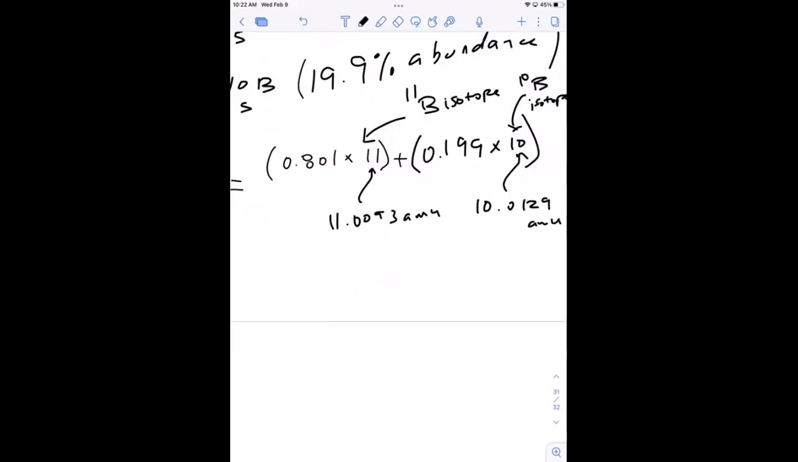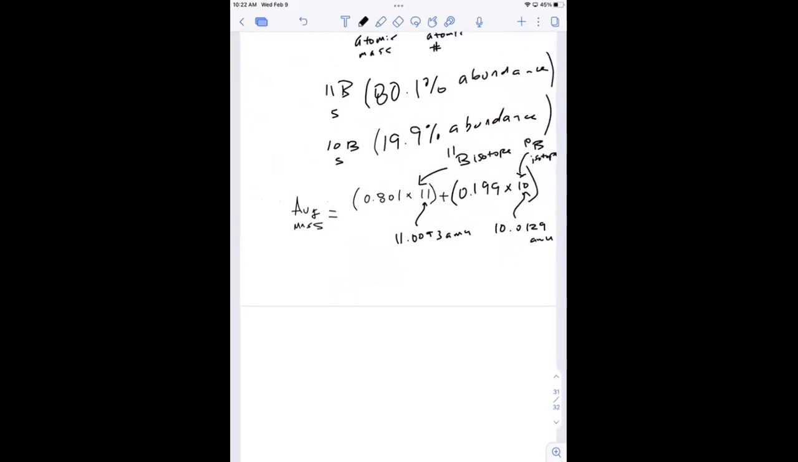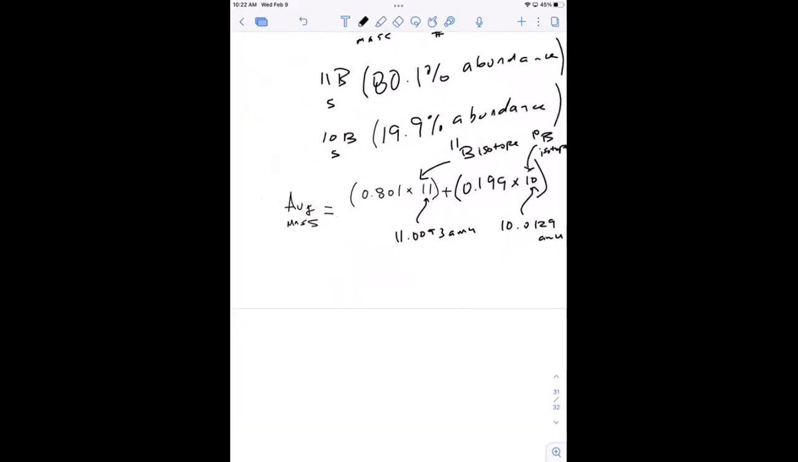Go ahead, Amaya. I'm calculating right now, but I also had a question. Go ahead. Why did you use the AMU 11.0093 and the 10.0129? Where did those come from? So those are the precise masses of the isotopes. Oh, like it'll be given to us. Yes, of course. Okay. And I got 10.811. Did you want me to do sig figs?